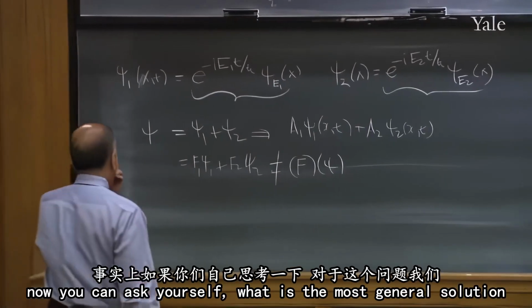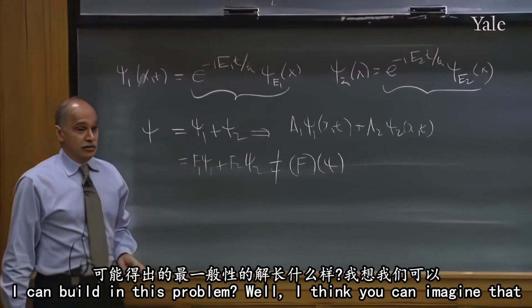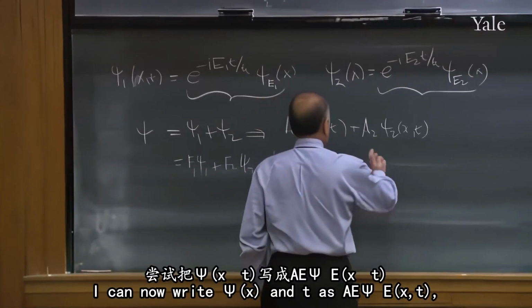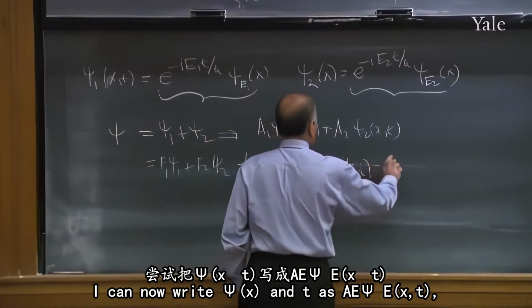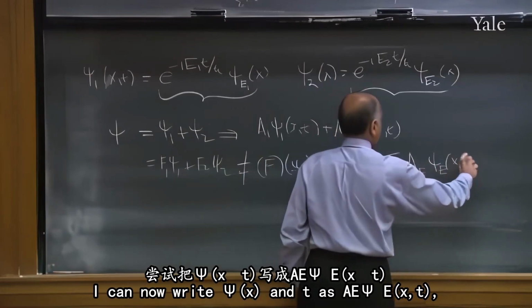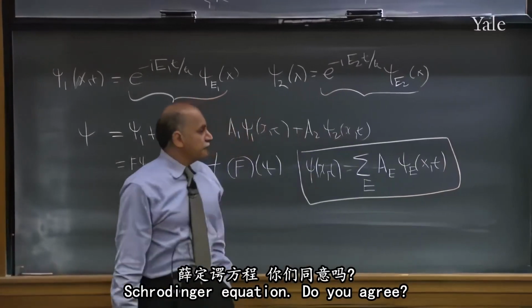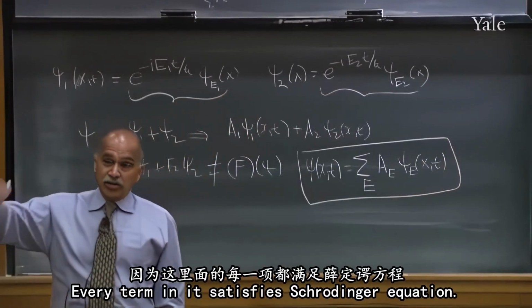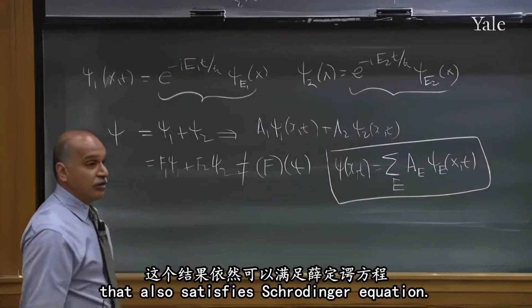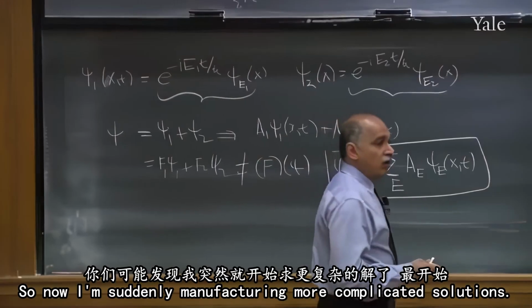In fact, now you can ask yourself, what is the most general solution I can build in this problem? Well, I think you can imagine that I can now write psi of x and t as a sub e, psi sub e of x and t, summed over all the allowed e's. That also satisfies the Schrodinger equation. Do you agree? Every term in it satisfies the Schrodinger equation. You add them all up, multiply by any constant a sub e, and that also satisfies the Schrodinger equation. So now I'm suddenly manufacturing more complicated solutions.